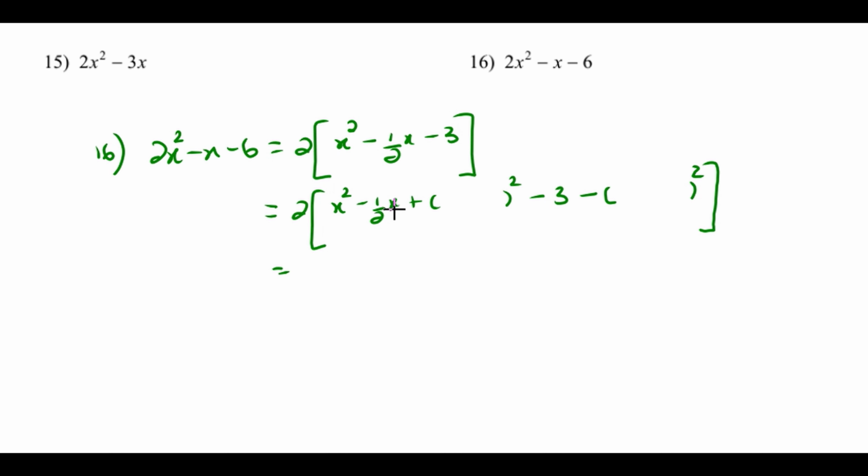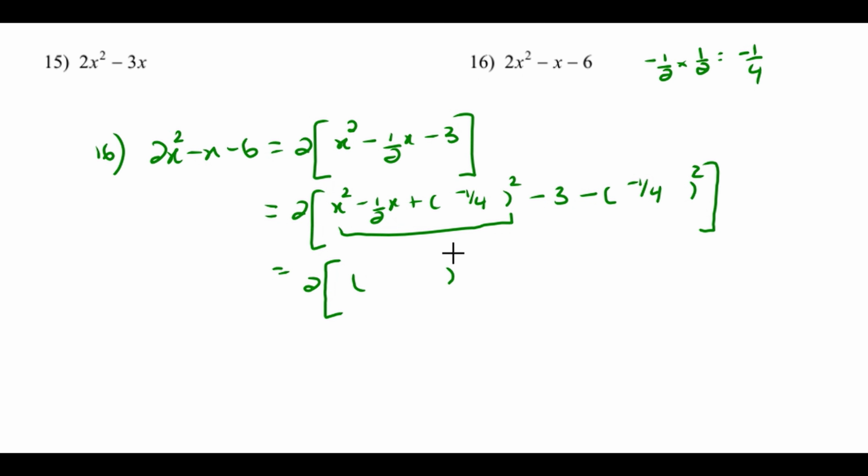Inside this bracket is half the coefficient of x, so half of minus a half. Minus a half times a half is minus a quarter. So we put minus a quarter in the brackets. The first 3 terms form a perfect square trinomial. So open up round brackets and square it.